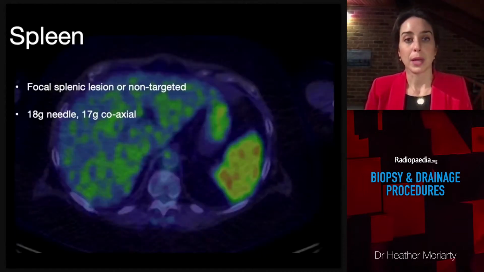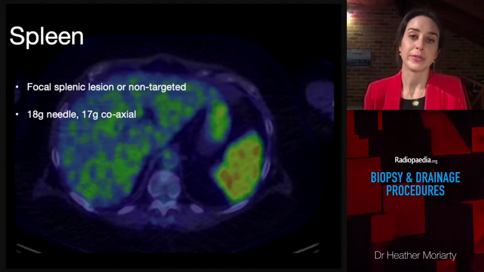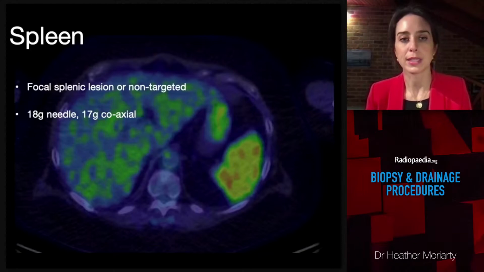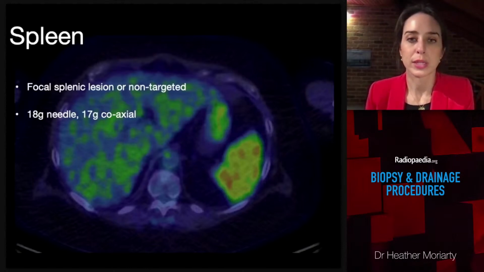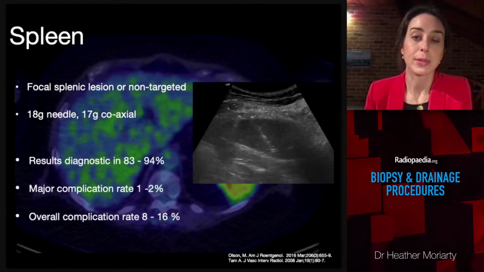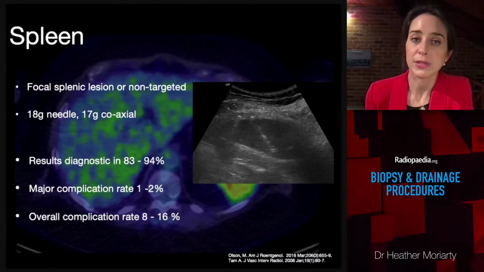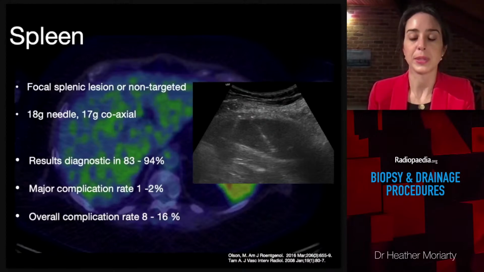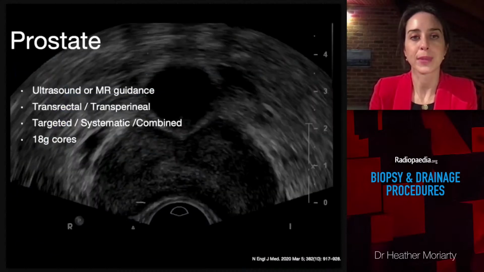So splenic biopsies are uncommon, generally performed for focal splenic lesions, but occasionally the splenic parenchyma itself is targeted. If I'm doing a splenic biopsy, I always use a coaxial needle, and I always embolize the tract, usually with glue, but a number of embolics are fine. The authors Tam and Olsen both had similar diagnostic accuracy and complication rates in splenic parenchymal or lesion biopsies. The vast majority of these weren't coaxial, and the needle gauge was between 18 and 22 gauge, with a variable number of passes per patient.